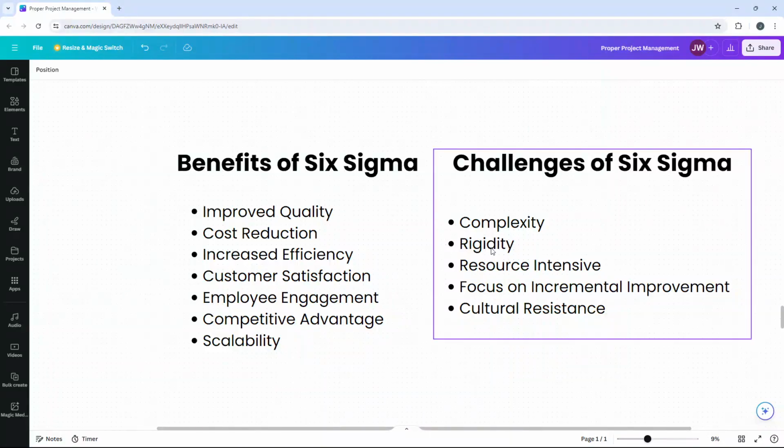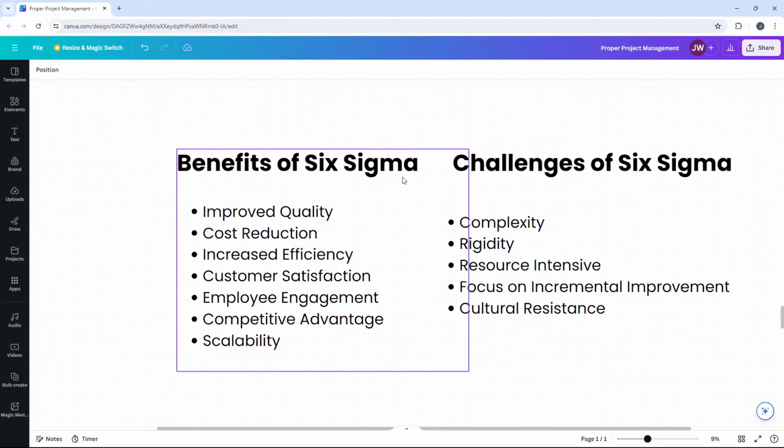It's also somewhat rigid. The structured and data-driven approach can be inflexible, so it doesn't suit all types of projects and organisations, especially those that require rapid changes or creativity. It's also somewhat resource intensive as well. So there are challenges in that it requires a substantial investment in time, money, and also human resources.